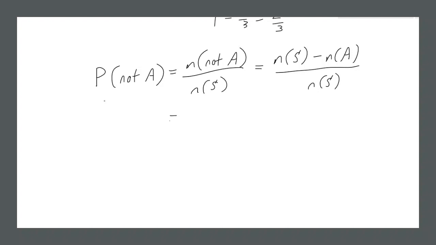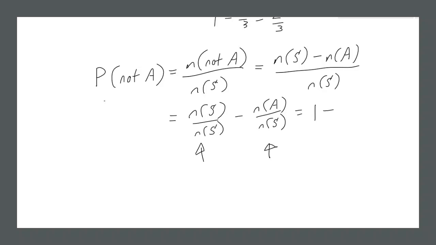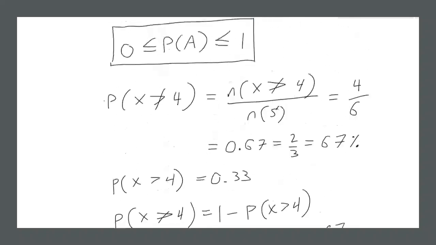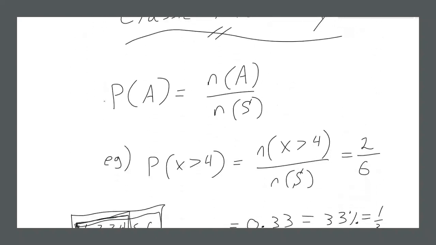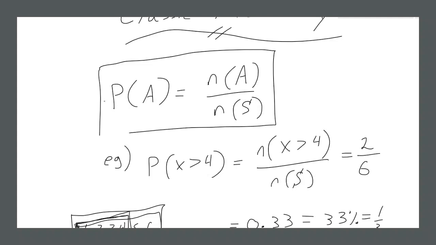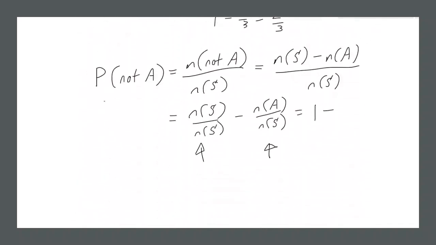So what happens when we simplify this? We get NS over NS minus NA over NS. Well, NS over NS is just a number divided by itself. Any number divided by itself is 1. As for NA divided by NS, that's the probability of A, right? That's just the basic definition of classic probability. Probability of A is the number of ways A occurs divided by the total number of possible outcomes. So that's just the probability of A.